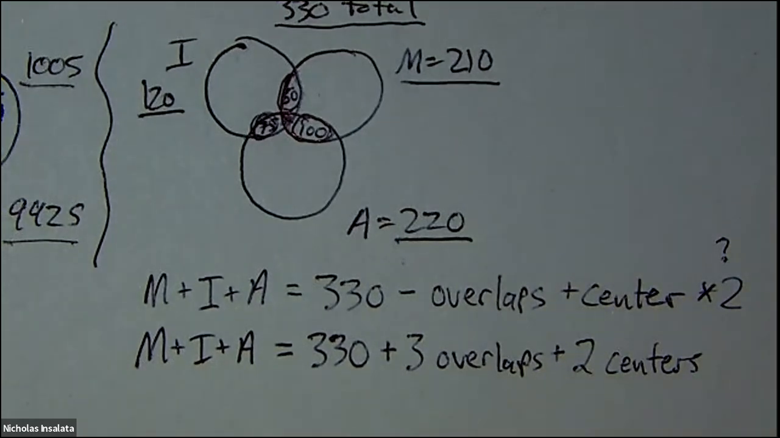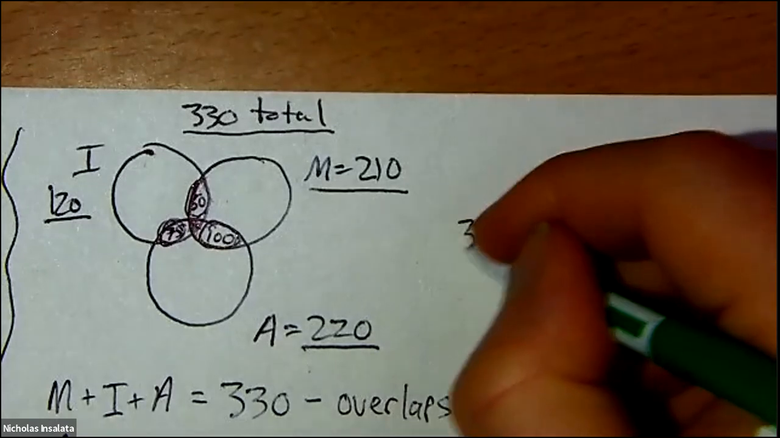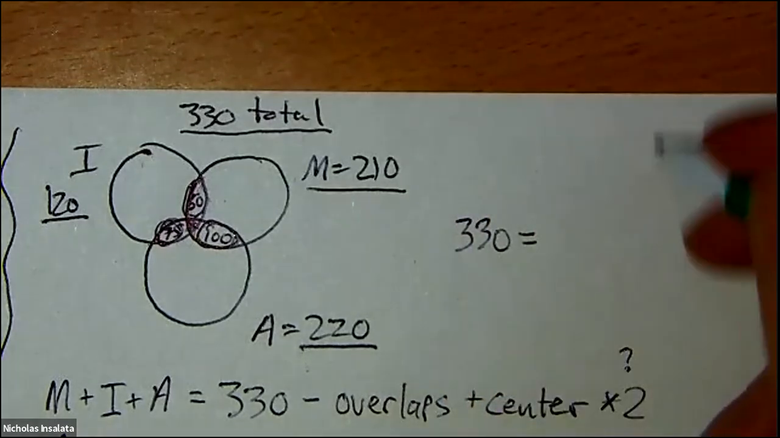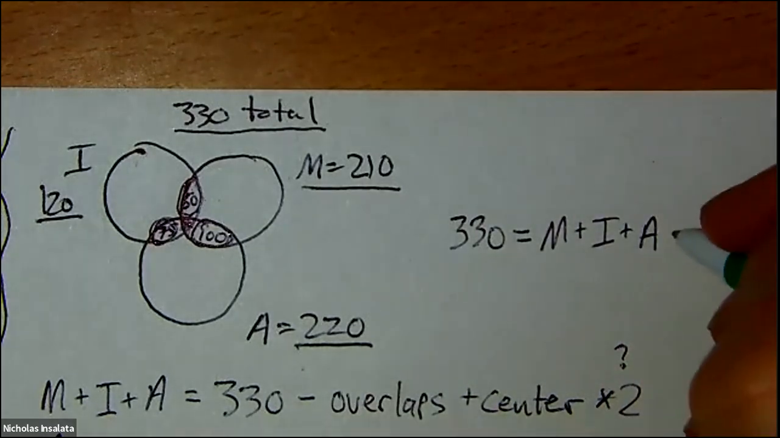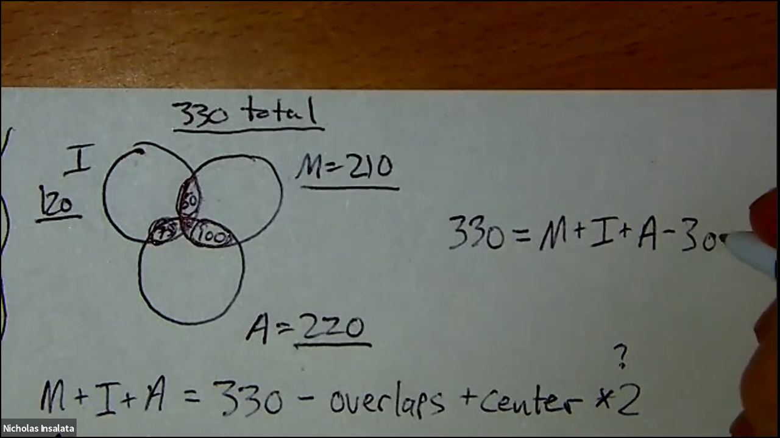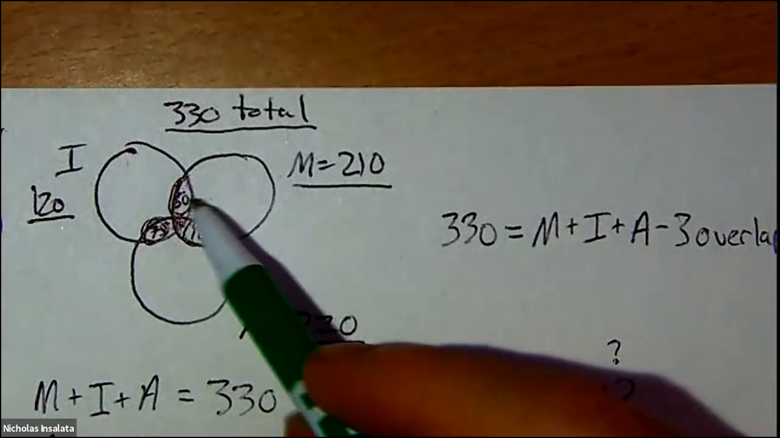So David, okay, so you wrote it backwards. Well, so you do know what's in the overlaps, you don't know what's in the center, right? Okay, so I was right in my argument. So maybe we should write the equation a little bit differently. So let's write it as 330 equals M plus I plus A minus the 3 overlaps. Okay, let's include the center this time.